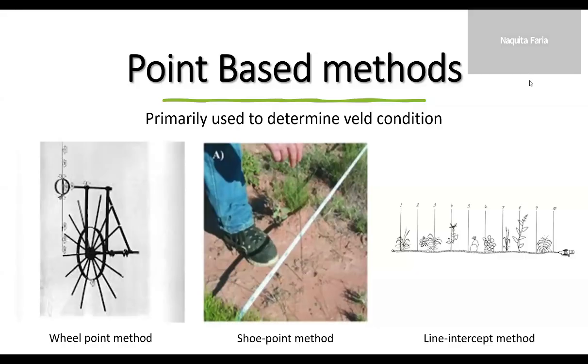So this is when you walk, you take a step, usually about 1 meter, depending on the size of the person, and then the nearest plant to the shoe is identified. And then we have another method, the line intercept method. This is when a tape is put out, and at every 1 meter interval, depending on the size, you identify the nearest plant to that point. So you walk along the tape, and you identify each point at every 1 meter interval.